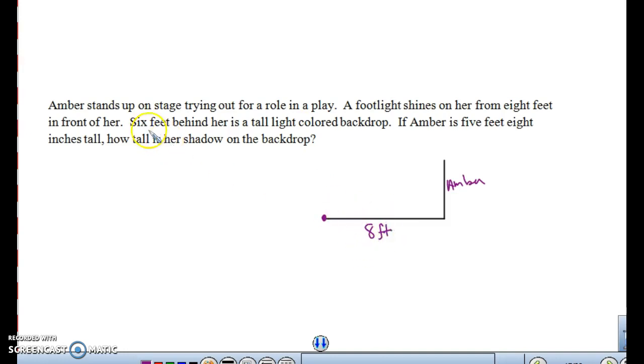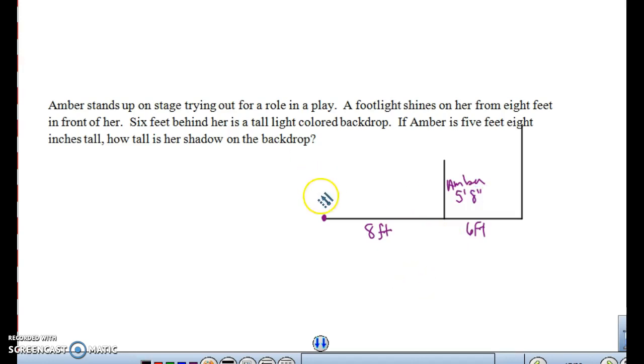Now, also 6 feet behind her is a tall light-colored backdrop. So if she's standing here, behind her, 6 feet, this distance would be a backdrop standing up. So the backdrop is tall, it's taller than she is, like this. So that's how high it is. Hopefully it's standing straight up and down or else it'll be leaning. All right, now, Amber is 5 feet 8 inches tall. How tall is her shadow on the backdrop?